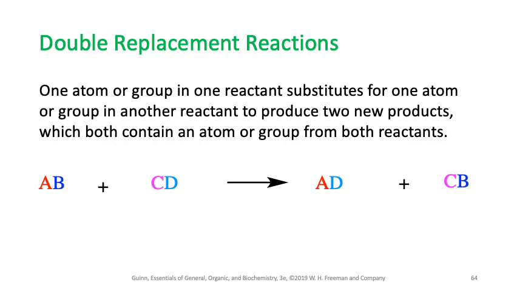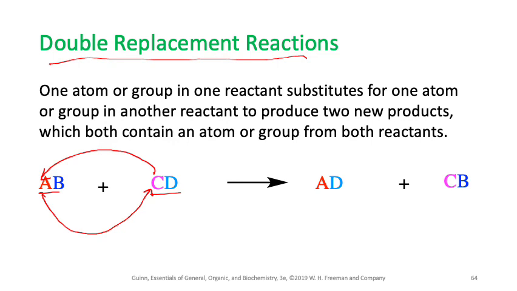Then the last reaction is a double displacement reaction, or double replacement reaction, where you are replacing two atoms at a time. For example, in the given example, in compounds AB and CD, A will replace C and C is going to replace A, and you will get AD and CB. That means two atoms are going to replace each other in different compounds to form new compounds as products. That's why the name is double displacement reaction.